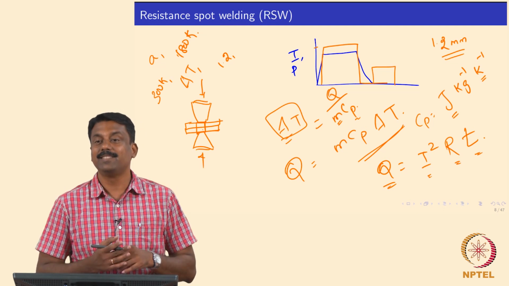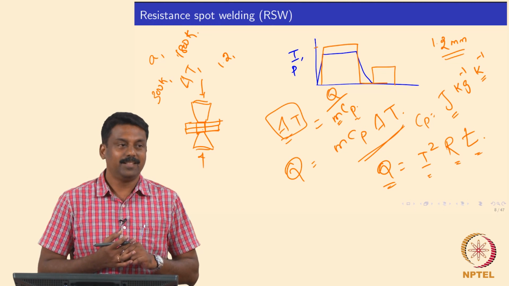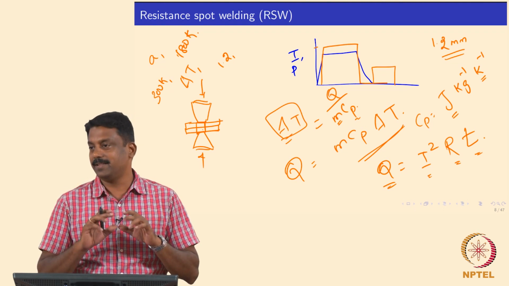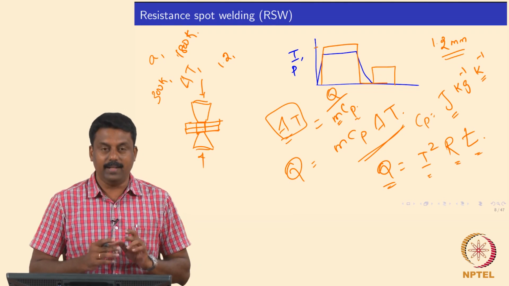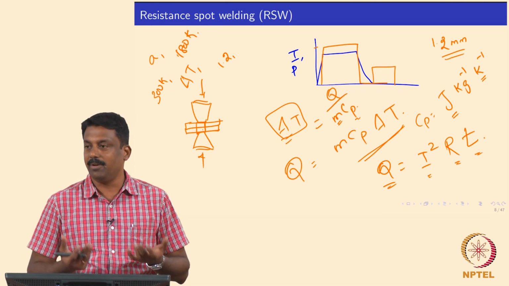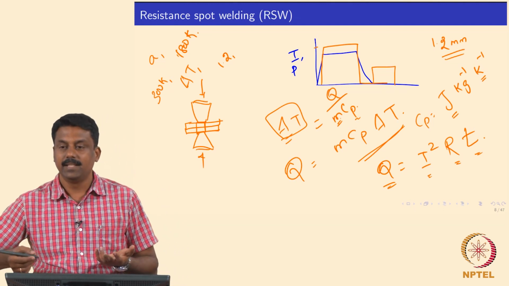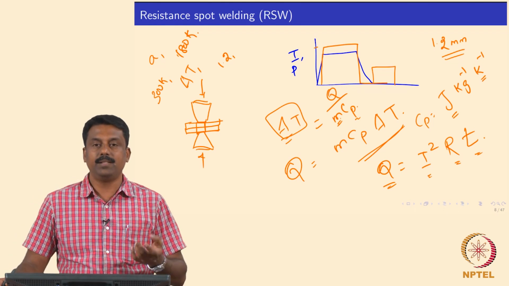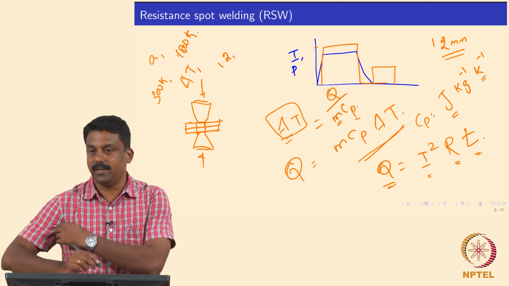What is the volume of a cylinder? Pi r squared h, isn't it? So, you know r, which is the electrode radius, and h is the combined thickness. Once you know the volume of that cylinder, you know the density of steel or any metal alloy you are using, so then you can calculate M. Once you know M, Cp is given, and delta T is, say, from room temperature to melting point, then you can calculate the Q needed.